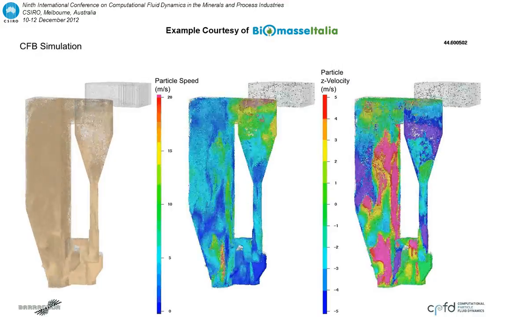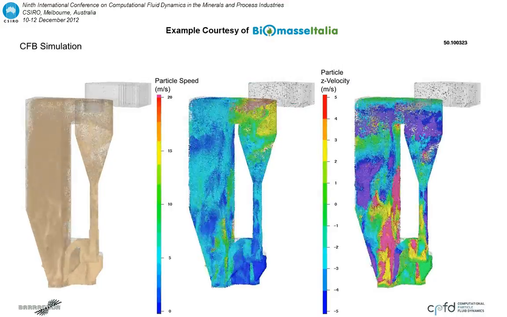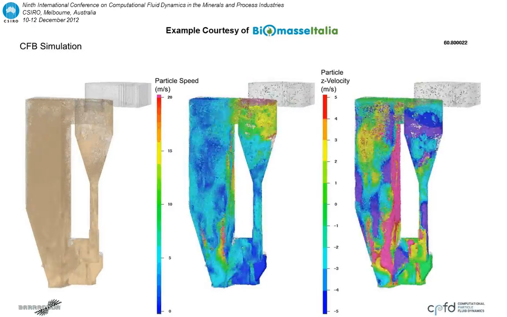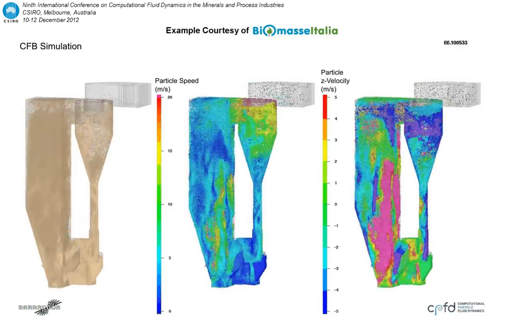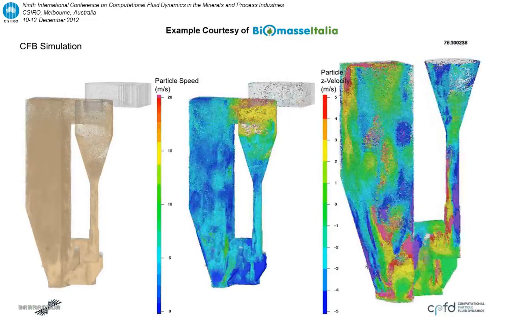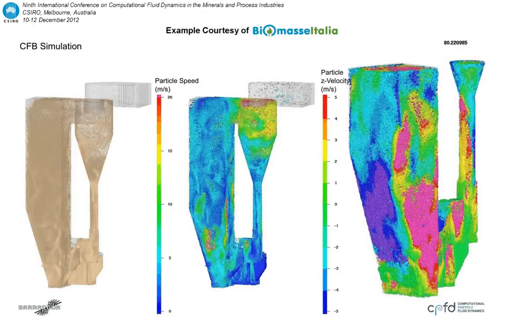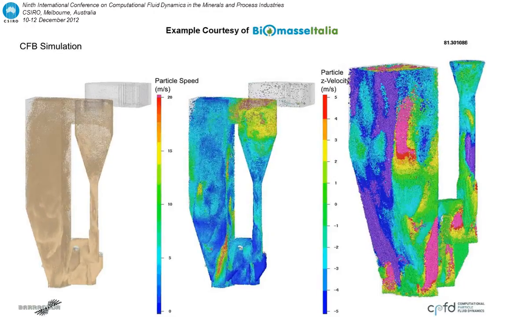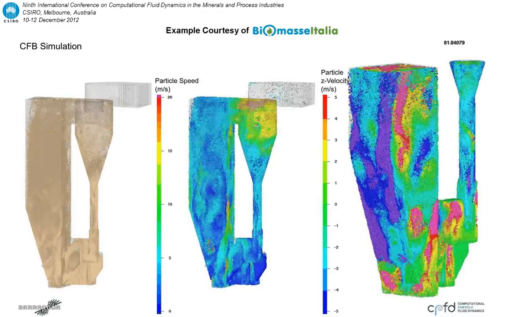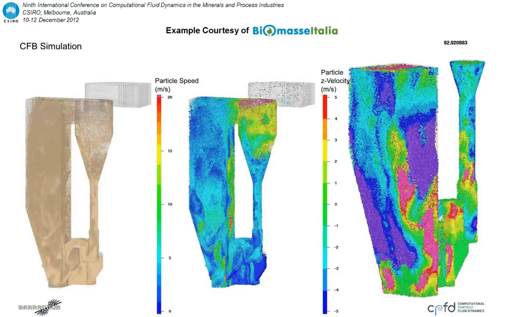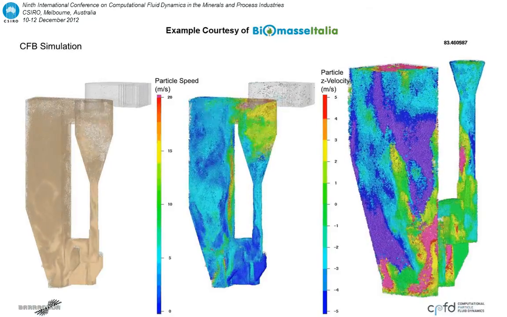Now we're going to look at different aspects of the simulation at the same time. In the center is the particle speed, and on the far right is the particle vertical velocity. So you can see here where the particles are predominantly moving up versus where the particles are predominantly moving down. And again, if you see those pink areas on the far right, those are gas streamers that are climbing the walls and pulling the particles along at high speed with them.